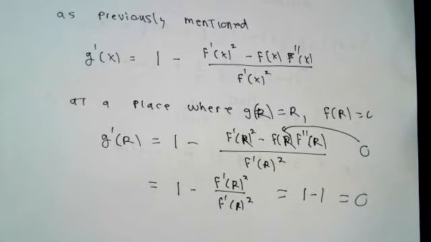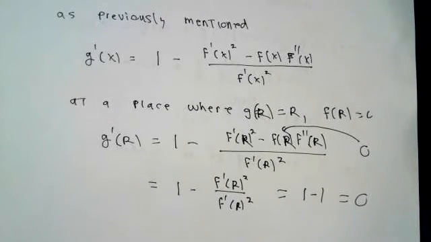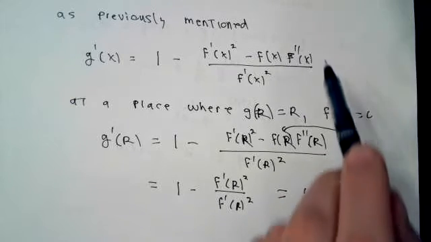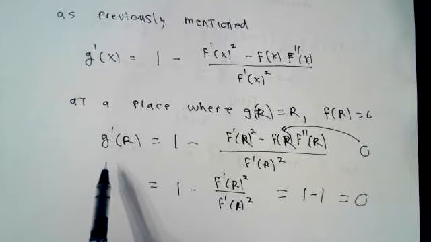Now, in Newton's method, if I calculate the derivative of the g function, the derivative of x with respect to x is 1, and to do the derivative of f of x over f prime of x, I do the quotient rule, which works out to be this. If you are at a fixed point, if x is equal to r, that is to say, you're at a place where f of r is 0, something very interesting happens.